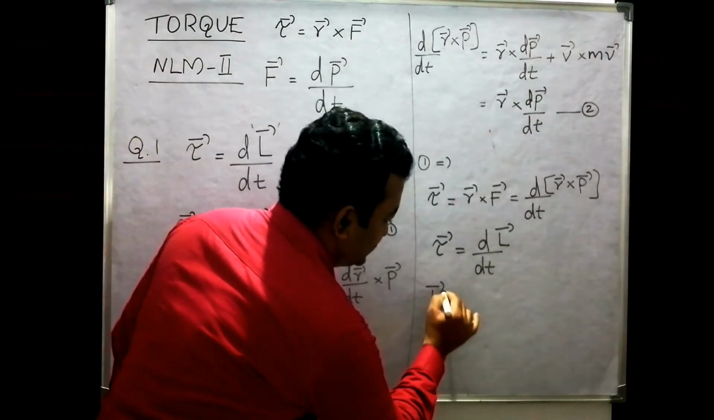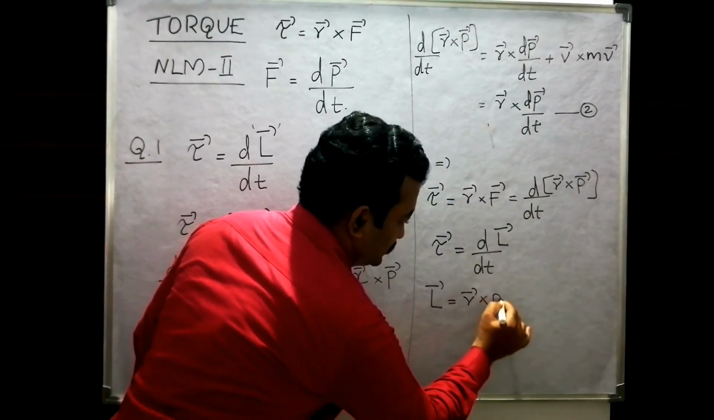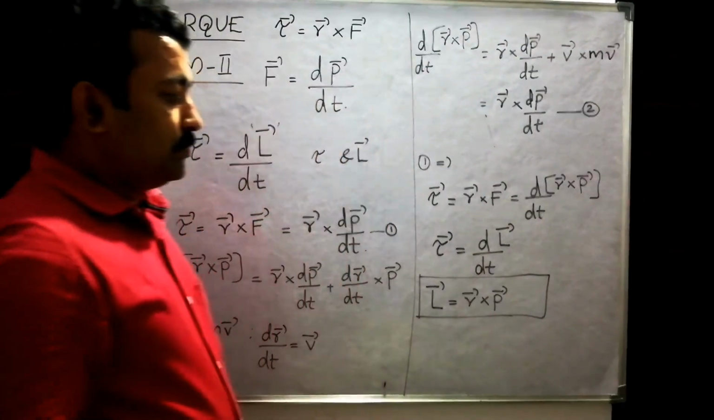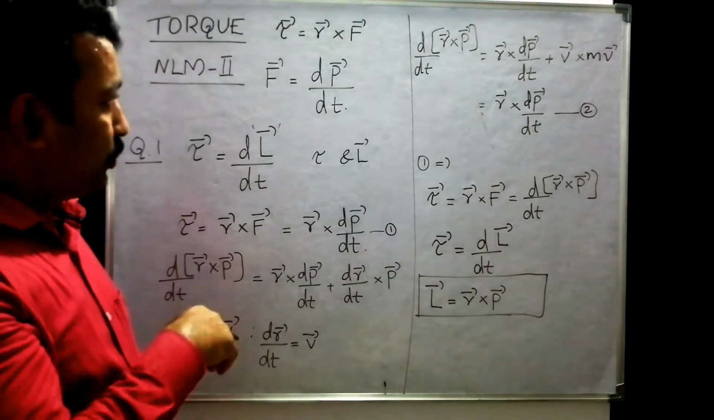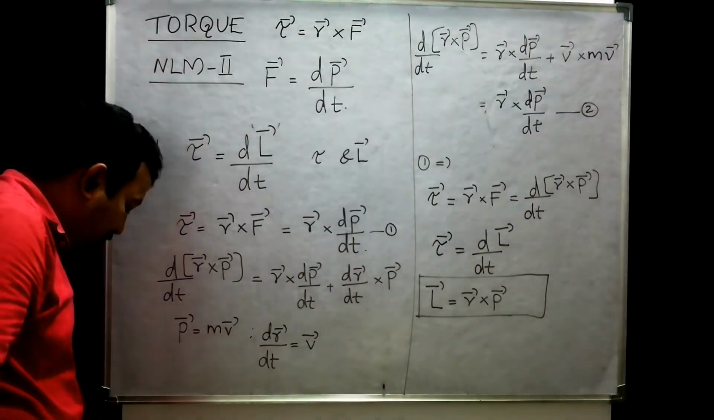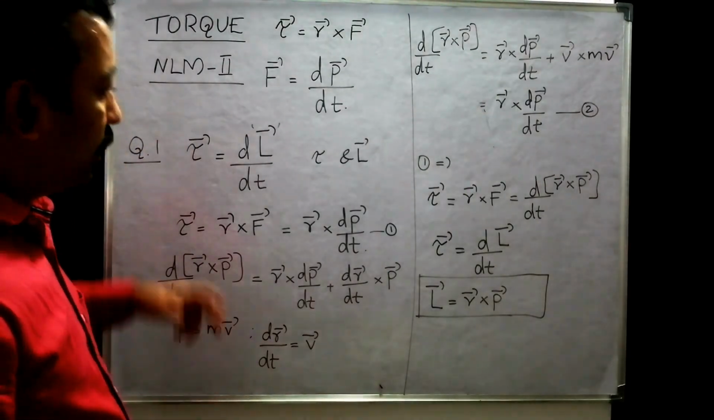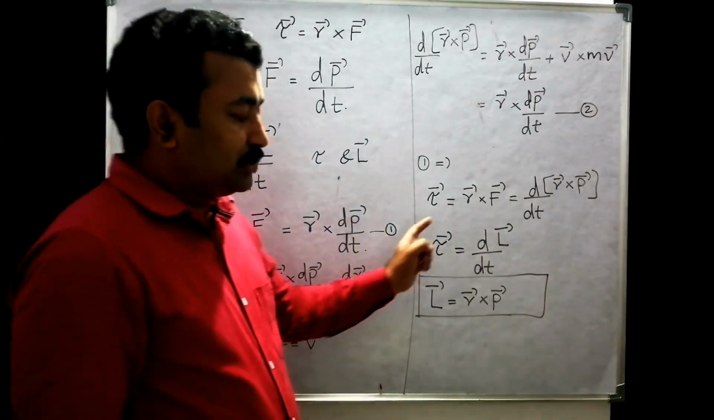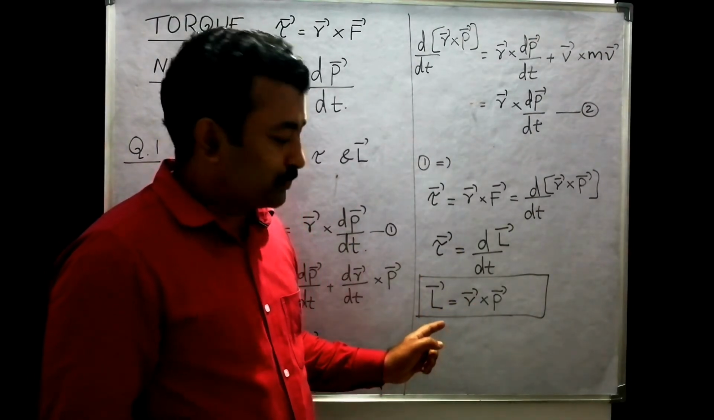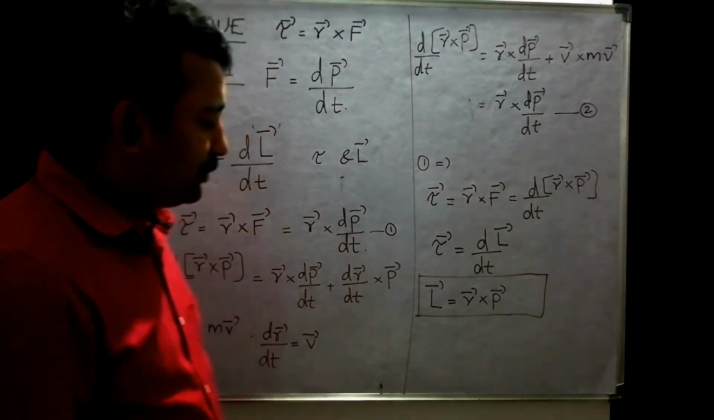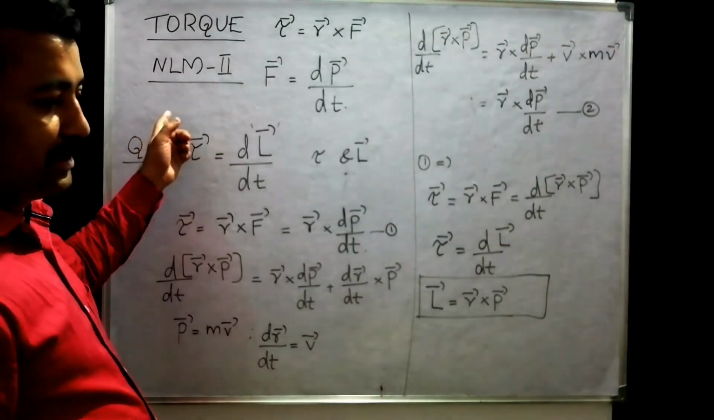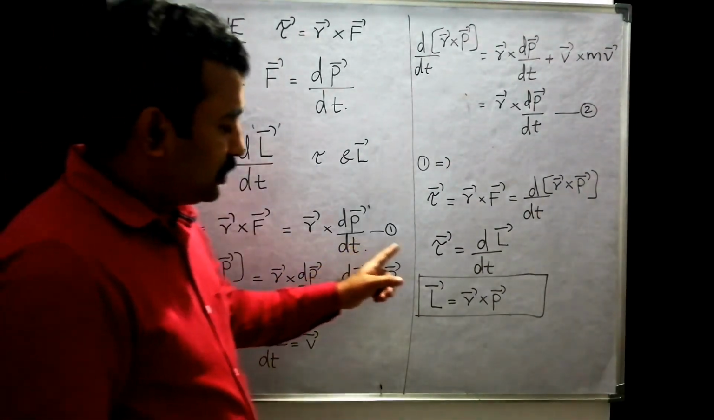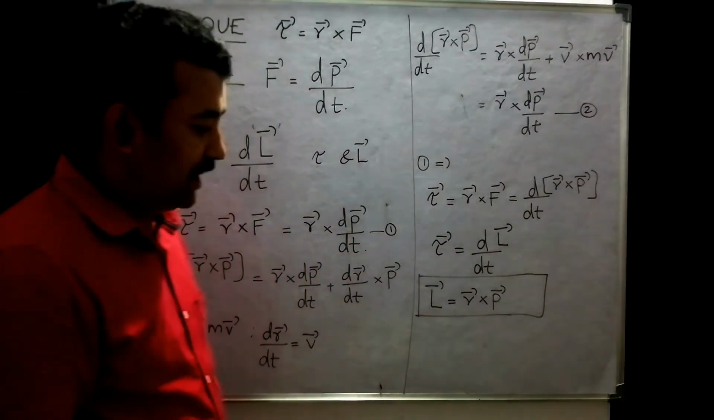So L is defined as r cross p, or angular momentum is defined as what? Moment of linear momentum. So what is the definition of the torque based on angular momentum? The torque is defined, or that is the actual definition of the torque. What is a torque actually? It is a rate of change of angular momentum. So we got Newton's second law in rotational dynamics. So what is torque? Torque is defined as the rate of change of angular momentum.